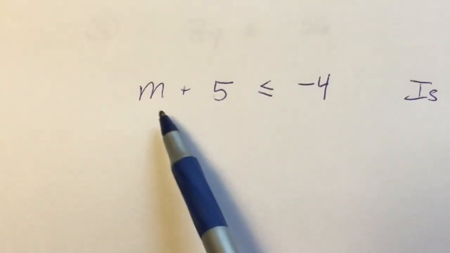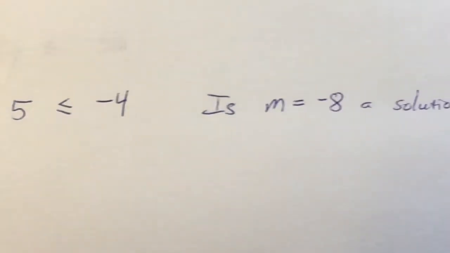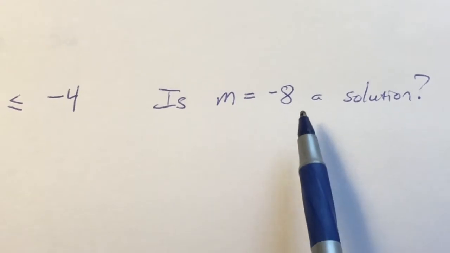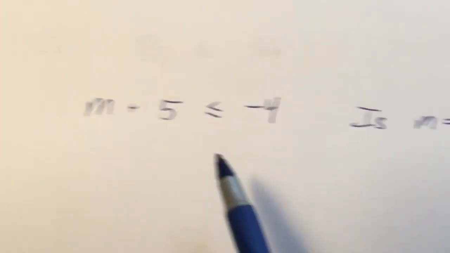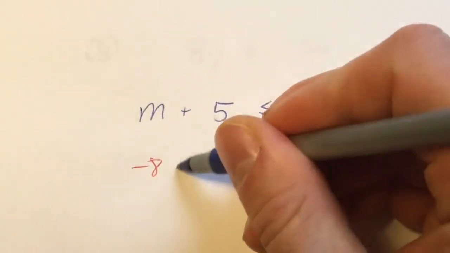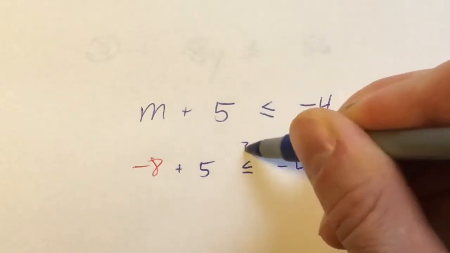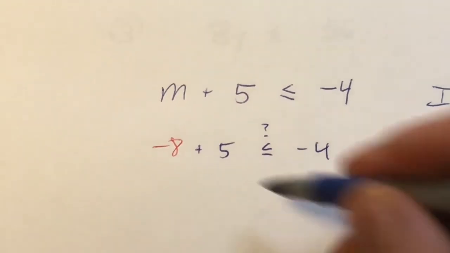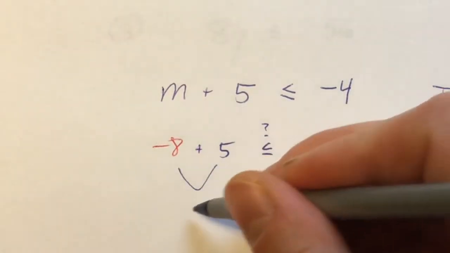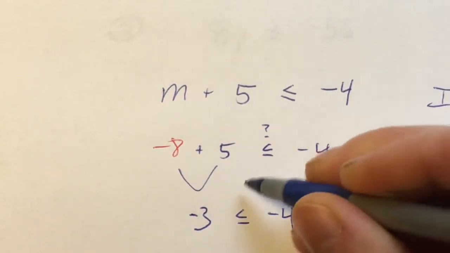Here we have m plus 5 is less than or equal to negative 4. Is m equals negative 8 a solution? Well, let's put negative 8 in. So negative 8 plus 5 is less than or equal to negative 4. And is that actually true? Well, these two combine to negative 3. Is that less than or equal to negative 4?